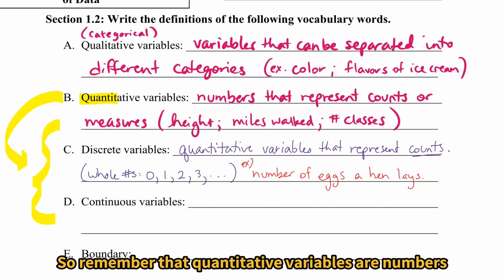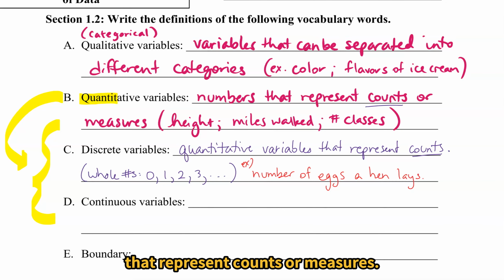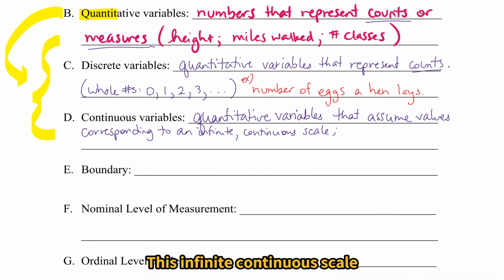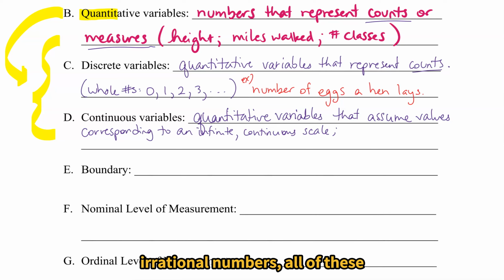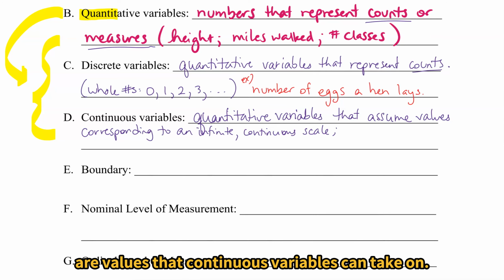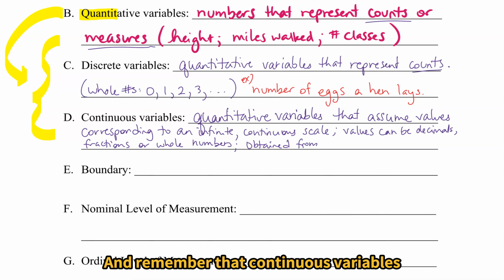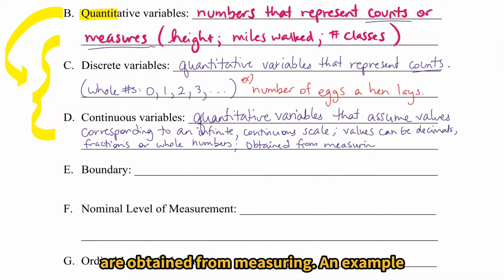So remember that quantitative variables are numbers that represent counts or measures. The counts are discrete variables. The measures are continuous variables. This infinite continuous scale that continuous variables can assume, we're talking about a real number line. A real number line has decimals, fractions, whole numbers, irrational numbers. All of these are values that continuous variables can take on. And remember that continuous variables are obtained from measuring.